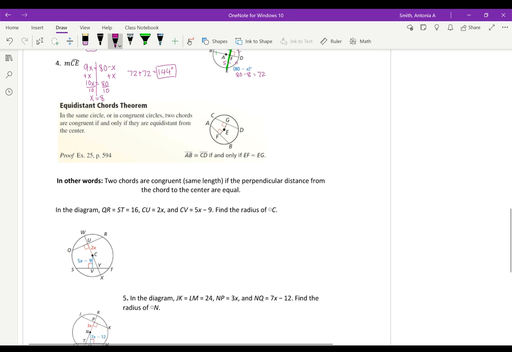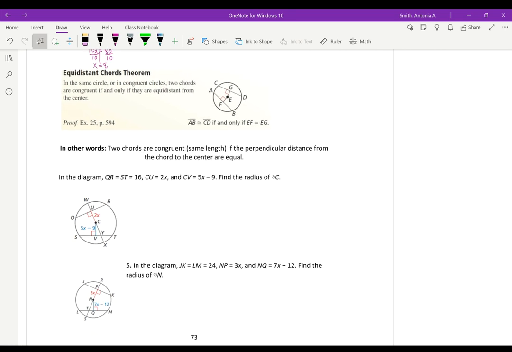Okay, very last theorem we're going to talk about. In the same circle or in congruent circles, two chords are congruent if and only if they are equidistant from the center. That word equidistant, we've seen it before. It means the same distance. So two chords are congruent if and only if they are the same distance from the center.